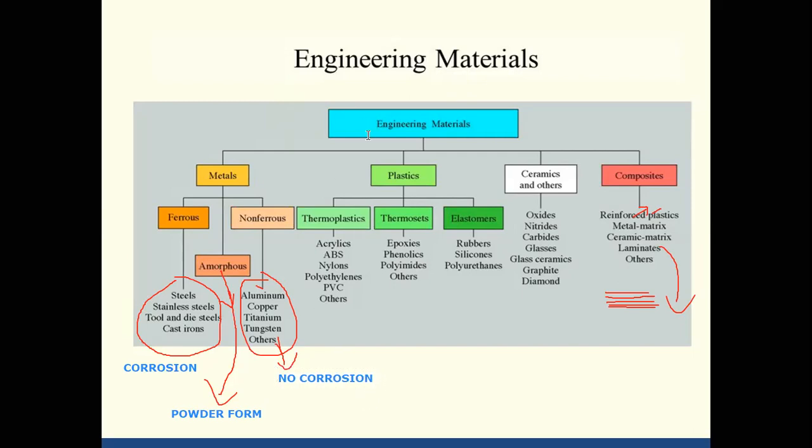In the case of plastics, there are thermoplastics, thermosetting plastics, and elastomers. As you know, thermoplastic can be recycled, while thermosetting plastic cannot be recycled. And elastomers are rubber, silicone, and polystyrene. These are another category, elastomers.